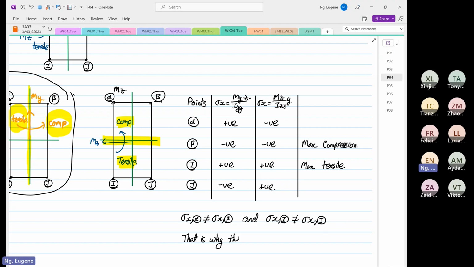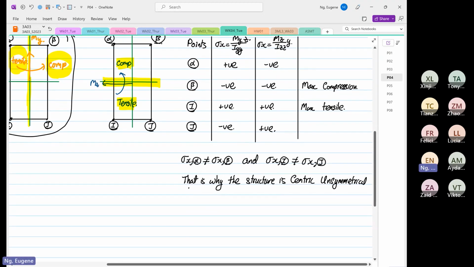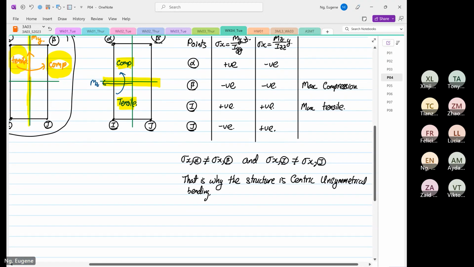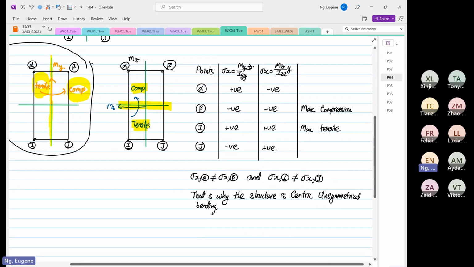the structure is centric unsymmetrical bending. In symmetrical bending, stress X alpha will be equal to stress X beta, and stress X I will be equal to stress X J. For this case, it will never be. So that is why this is classified as centric unsymmetrical bending.